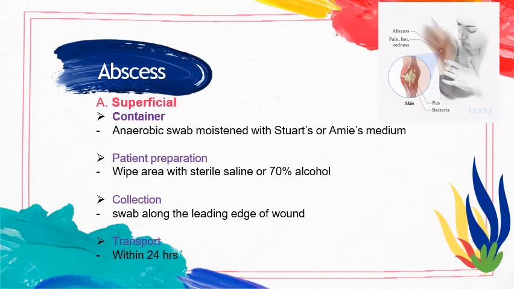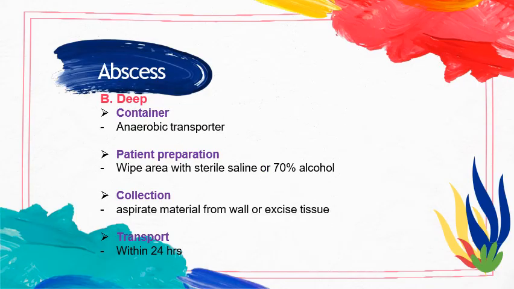Next is your abscess. Your abscess can be superficial. You are going to use an anaerobic swab moistened with Stuart's or Amies medium. The patient preparation is to wipe the area with sterile saline or 70% alcohol, and the collection is to swab along the leading edge of the wound. The transport is 24 hours. If it's a deep abscess, the container is an anaerobic transporter, and wipe the area with sterile saline or 70% alcohol. The collection is to aspirate material from the wall or excise tissue, and the transport is within 24 hours.